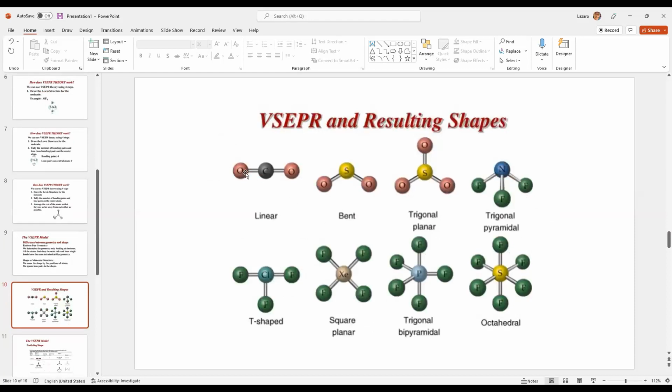For example, in the case of carbon dioxide, the structure will be linear. In the case of sulfur dioxide, this will be bent. In the case of SO3, it is trigonal planar. In the case of NF3, it is trigonal pyramidal, and so on. You can see the different shapes of molecules according to the theory that we are studying.